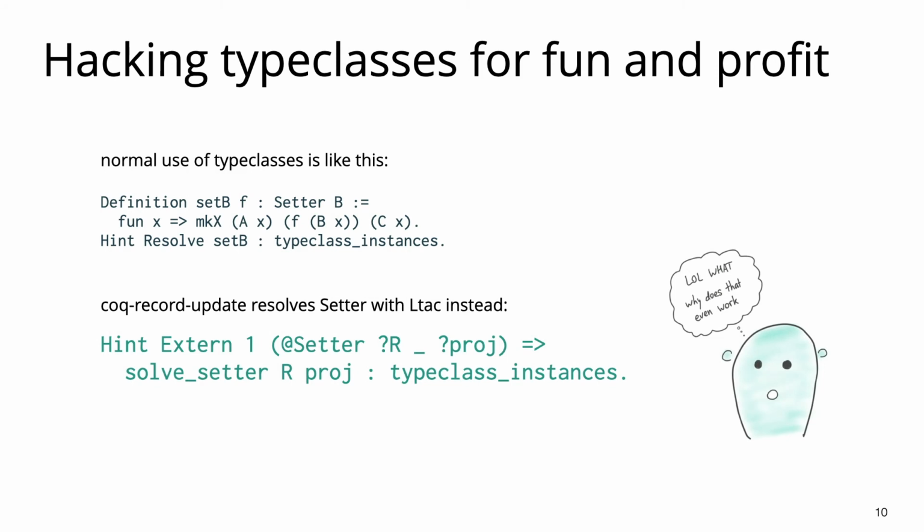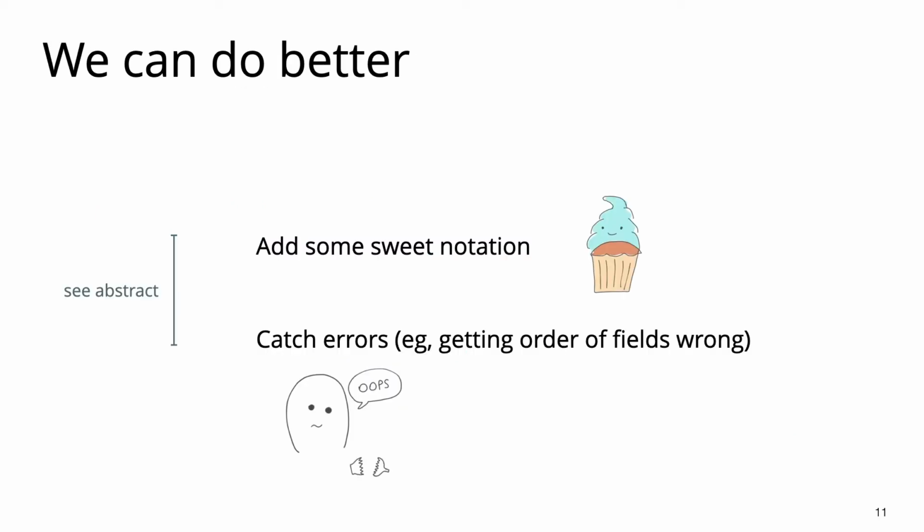Why does that even work? It's because typeclass instances are not really that different from any other hint database. We can use this trick to plug arbitrary Ltac in whenever Coq needs to type check an expression. While this is a complete implementation, we can do better, in particular by adding some notation as well as catching errors that the user might make.